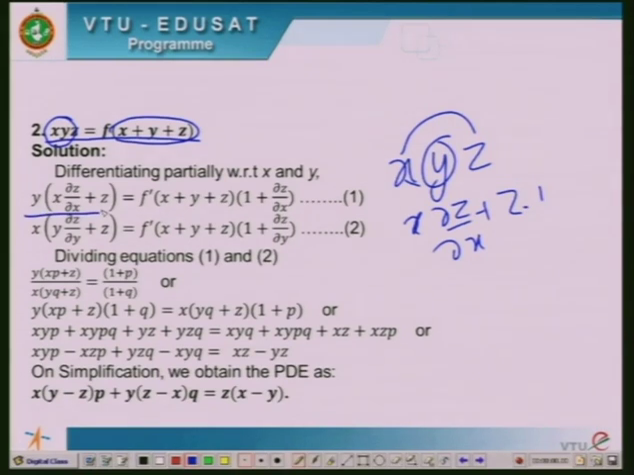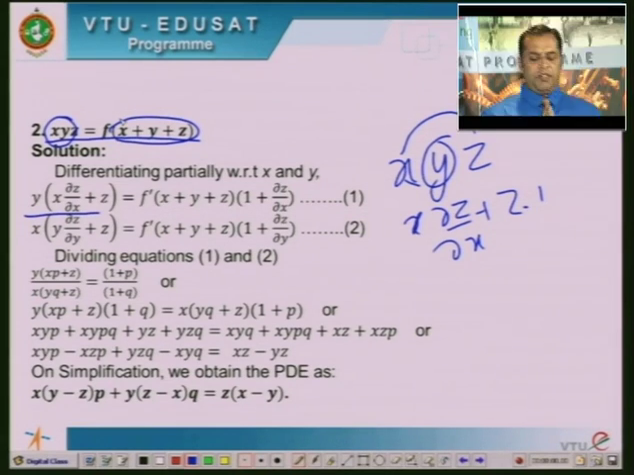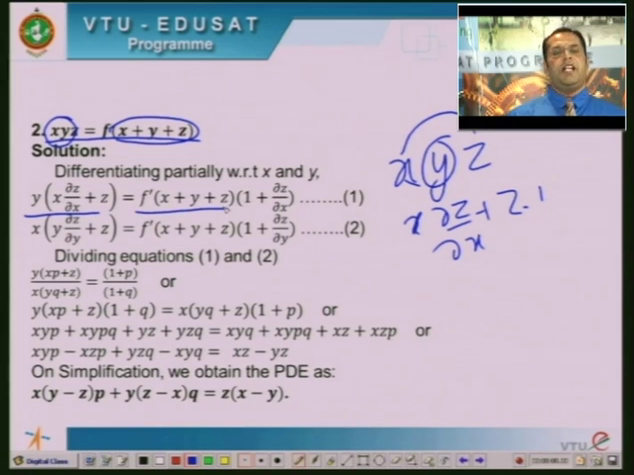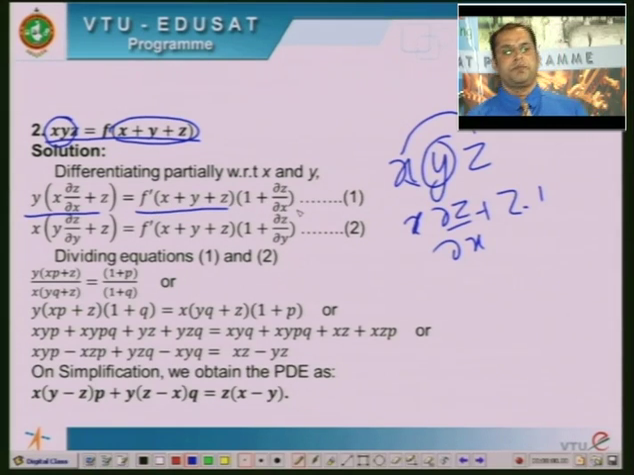Equal to the RHS: first differentiate the function f, like you have seen in the previous slide. So, f becomes f dash of (x + y + z) into the derivative of (x + y + z) with respect to x, which is 1 plus ∂z/∂x. If you use notations, this will be y(xp + z) = f'(x + y + z)(1 + p).